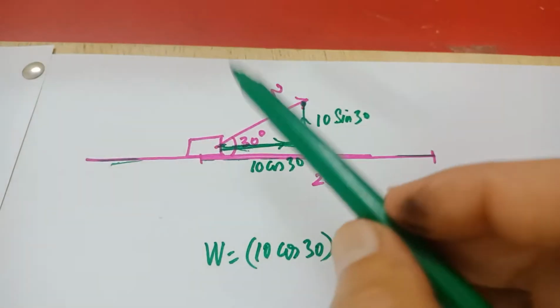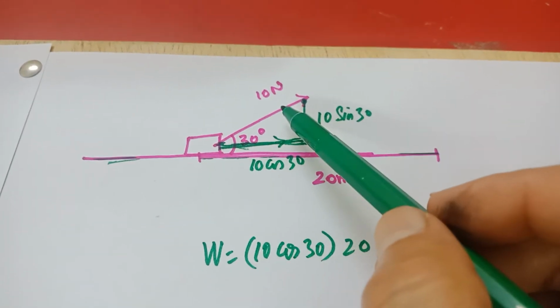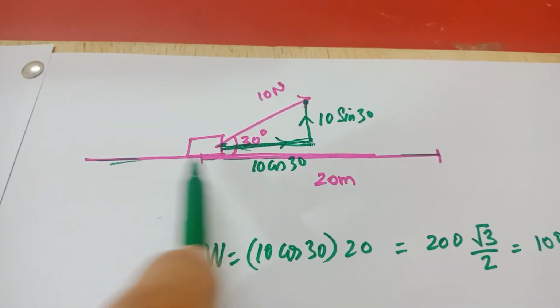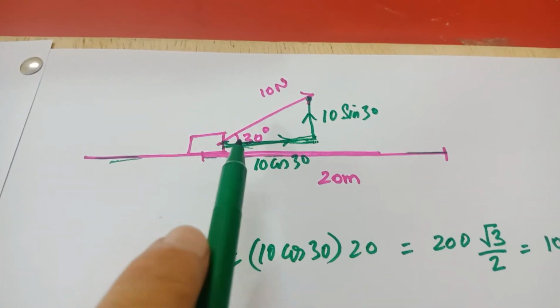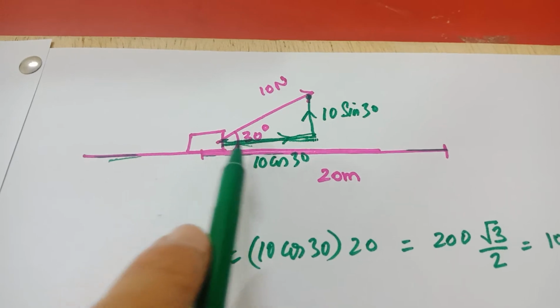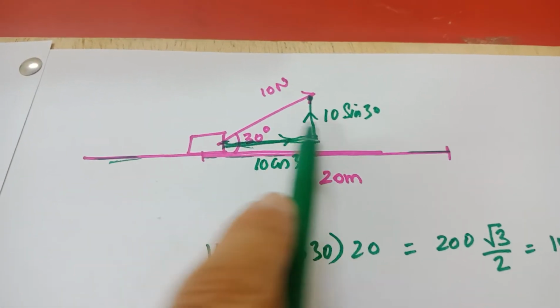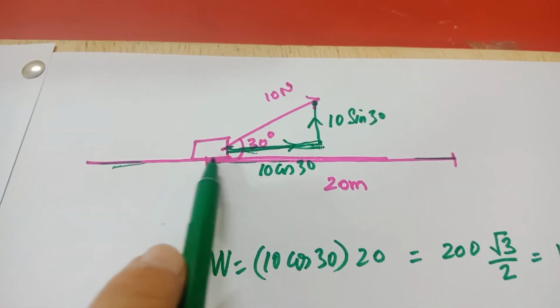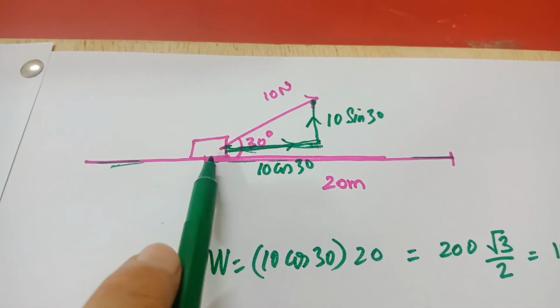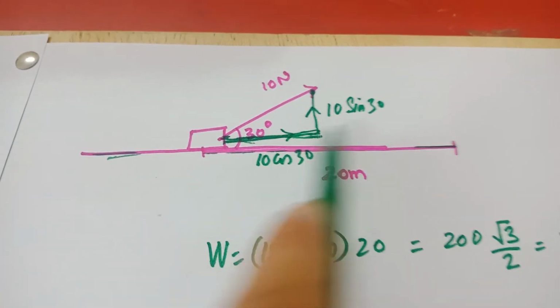So again, if you have an inclined force, this has to be resolved first of all. And you know the rules of resolving the forces. We have to resolve this parallel and perpendicular to the direction of motion, or parallel and perpendicular to the surface on which this is about to move.